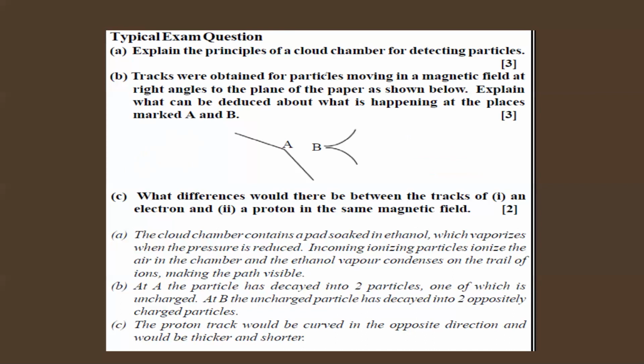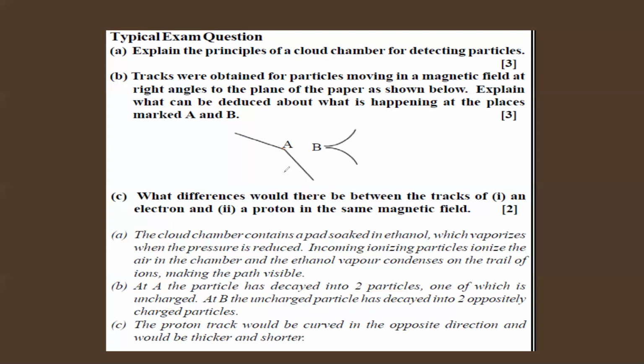The tracks were obtained for particles moving in a magnetic field at a right angle to the plane, as shown. Explain what can be deduced about what is happening at places A and B. So at A, what is happening? At point A, a neutral particle... at A, the particle has decayed into two particles and one is uncharged. And at B, an uncharged particle has decayed into two oppositely charged particles.